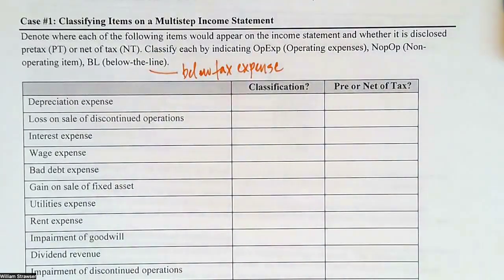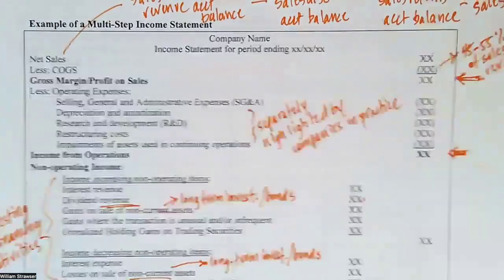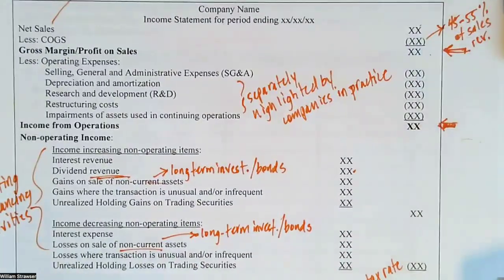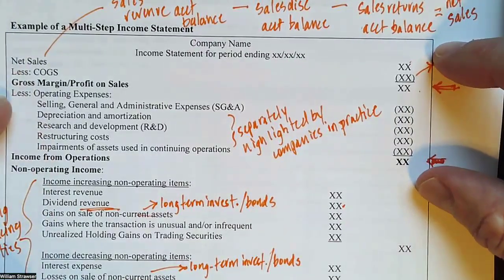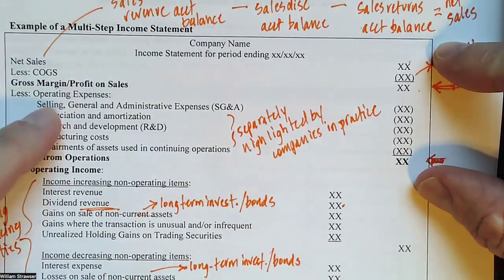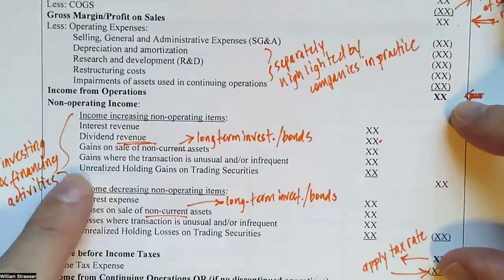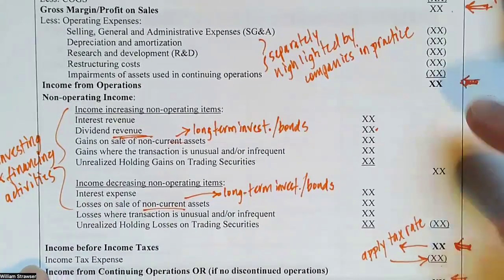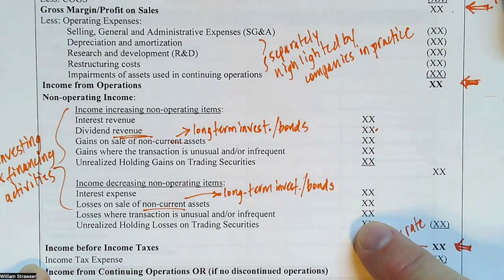I'm going to grab here on my desk the template of the income statement, just to go back through this, something I covered in my lecture video. Of course, we have our operating items up here, including net sales, COGS, and all of this here. Then we have our non-operating items. This is my investing and financing activities. Notice all of these are at pre-tax amounts.